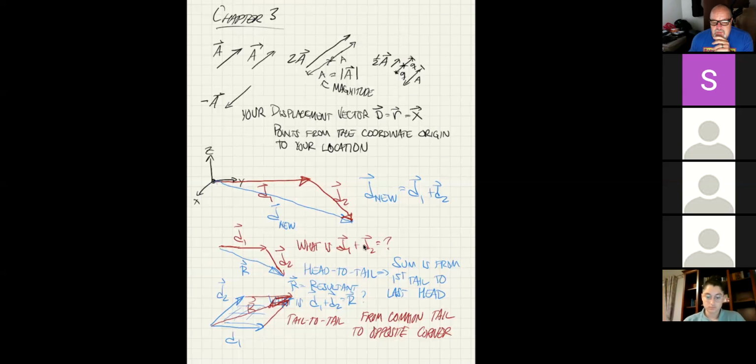So I showed you that if you put vectors head to tail, then you just draw a vector from the tail of the first one to the head of the last, and that's the sum. When you have vectors that are tail to tail, though, you have to complete the parallelogram and then draw from the common tail to the diagonally opposite corner, and that's the sum.